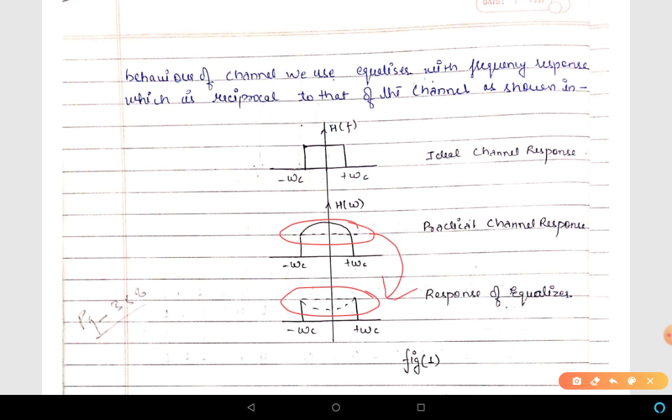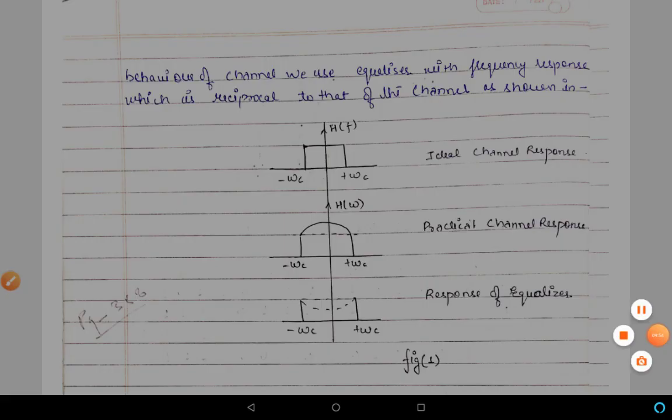Now in the next lecture we will see another important type of equalizer, that is the zero forcing equalizer. What is a zero forcing equalizer? Why is it used in communication? What is its role in communication? That we'll discuss in the next lecture.